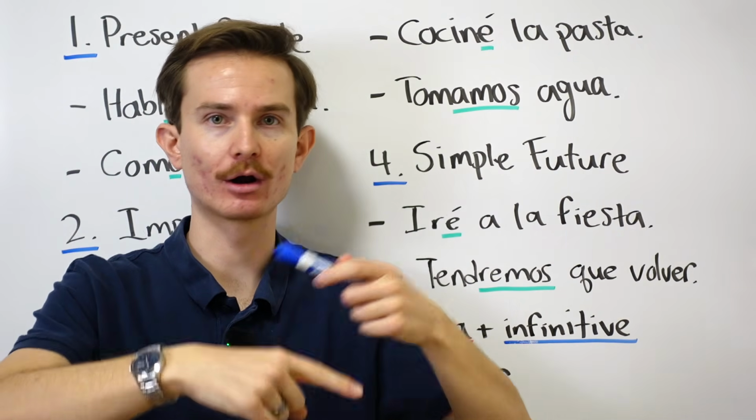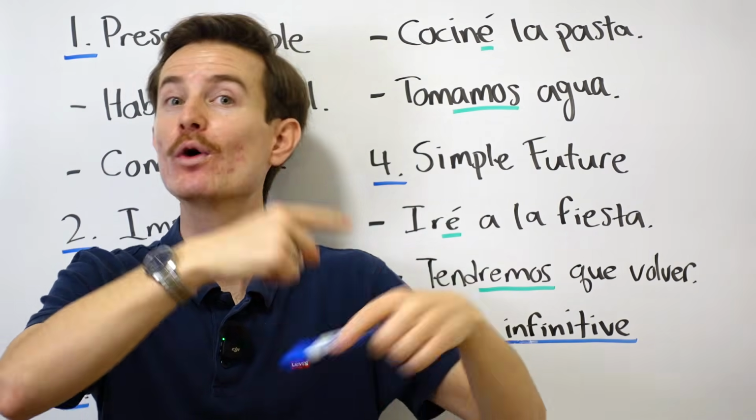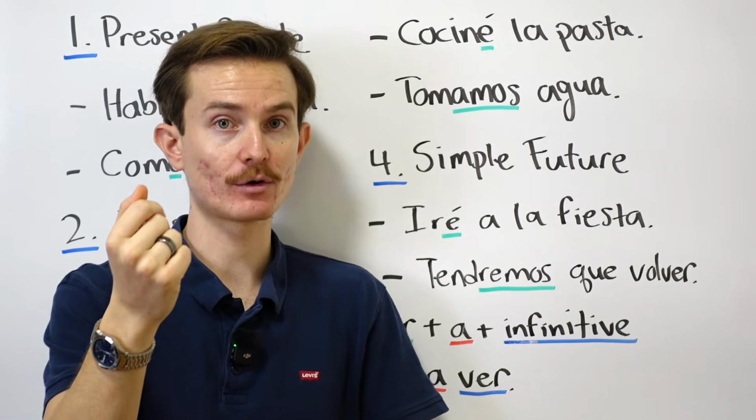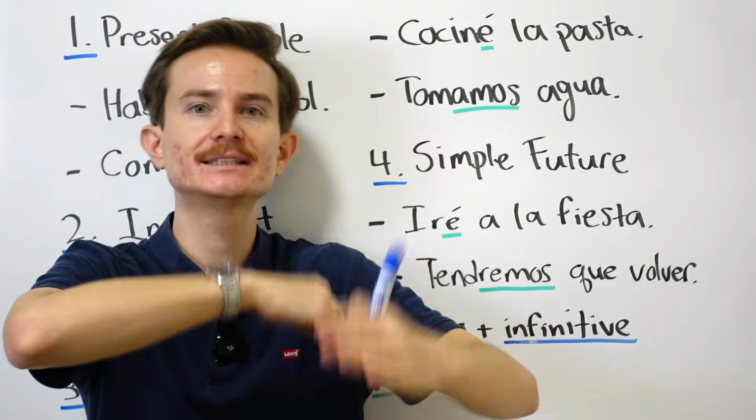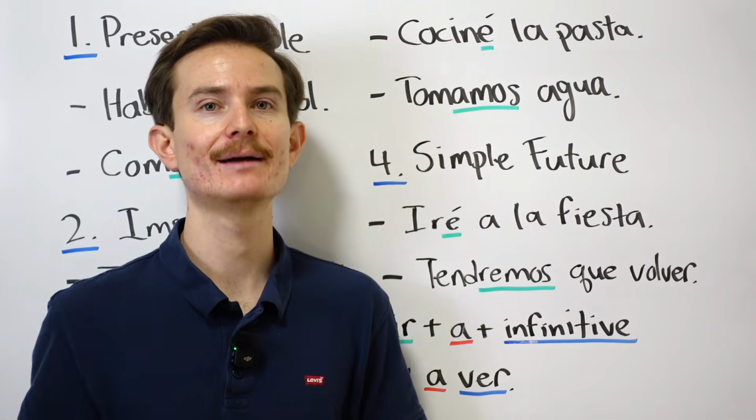We were not drinking water. We did not used to drink water. We would not drink water. We drank water, okay? That's the big thing to understand. Imperfect, ongoing actions in the past. Preterite, one-time actions in the past.